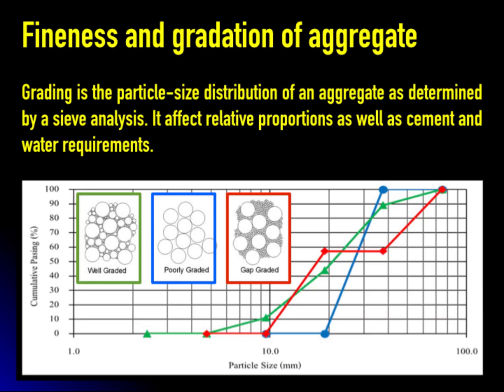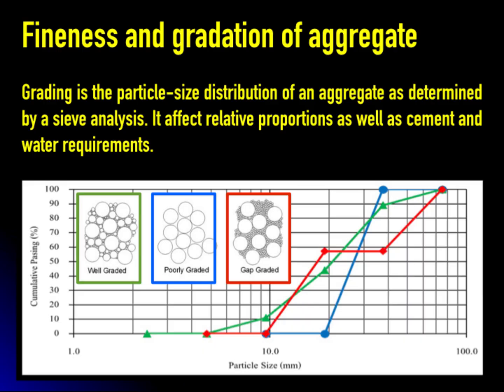For the grading of aggregate, grading is the particle size distribution of an aggregate as determined by a sieve analysis, which is the same test as for fineness modulus. Gradation of aggregate affects the relative aggregate proportions, as well as the cement and water content in the concrete mixture. In addition, variations in the grading of the aggregate can seriously affect the uniformity of concrete.